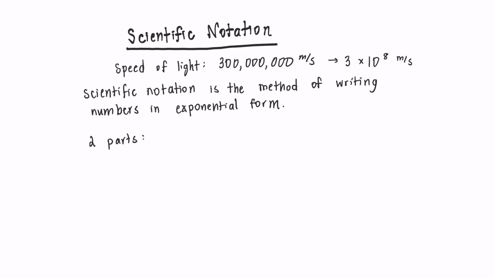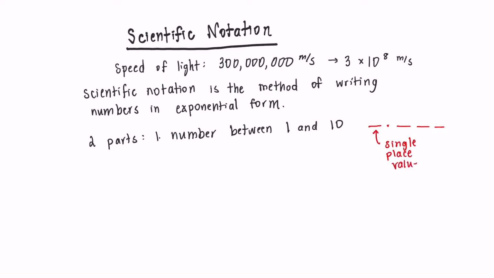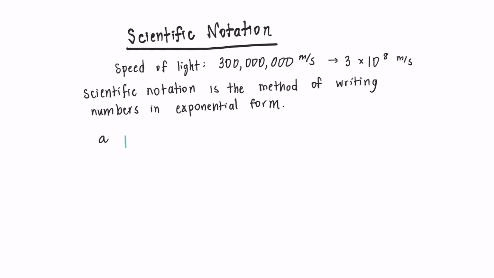So there are two parts to scientific notation. The first part is a number between 1 and 10. Now there can be as many decimal places as you need, but the key idea is that there's only one digit above the decimal point. The second part is a power of 10 exponent, which we would read as 10 to the power of whatever number. So for the speed of light, we would read 3 times 10 to the power of 8 meters per second. Let's take a look at the exponents.